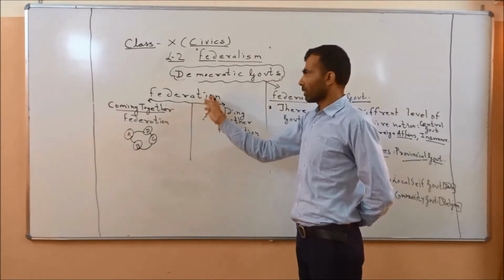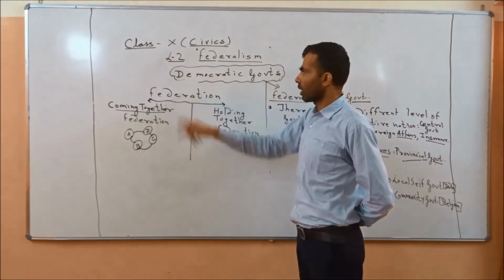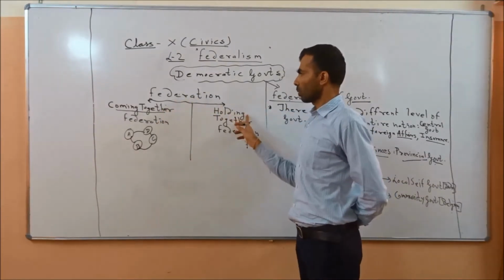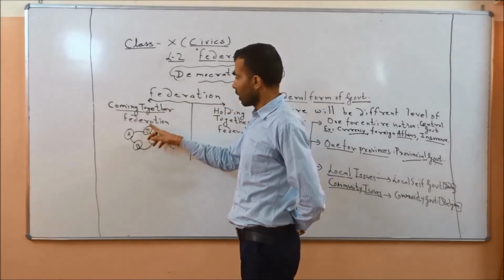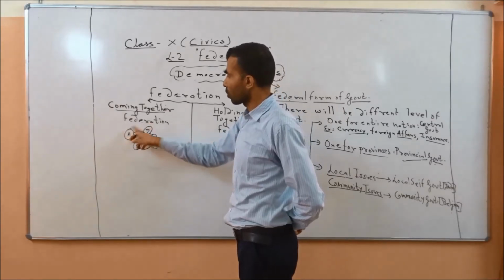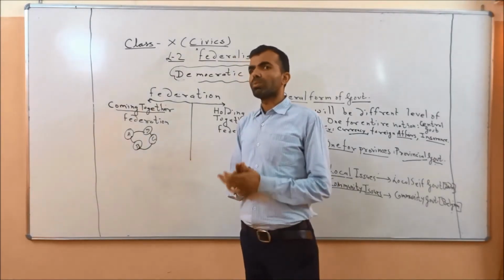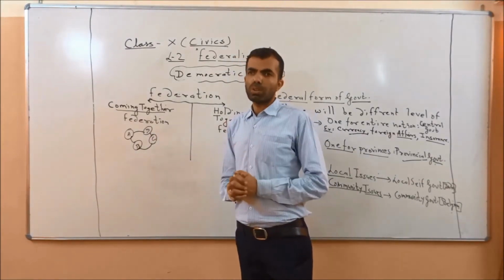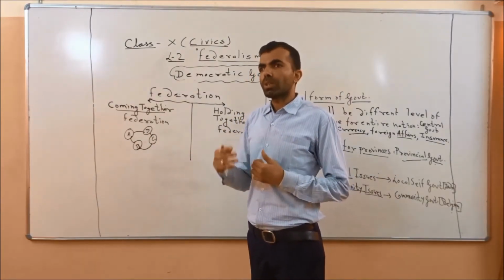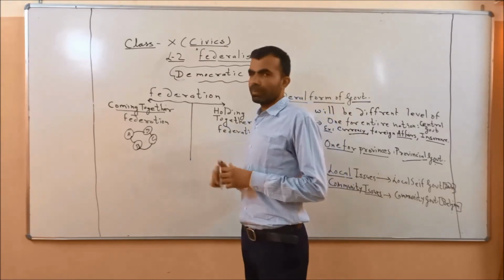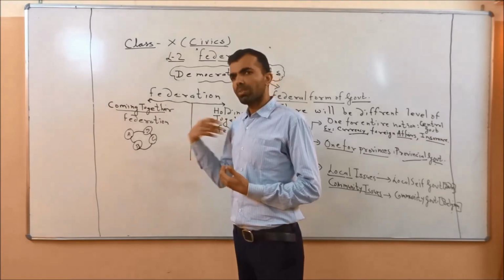Federation means a union of states. There will be two categories: coming together and holding together. In coming together, smaller independent states decide to come together and form a bigger nation. They do this to make themselves stronger, to deal with their regional challenges, and to deal with international or national problems in a better way. They come together and form a stronger nation.